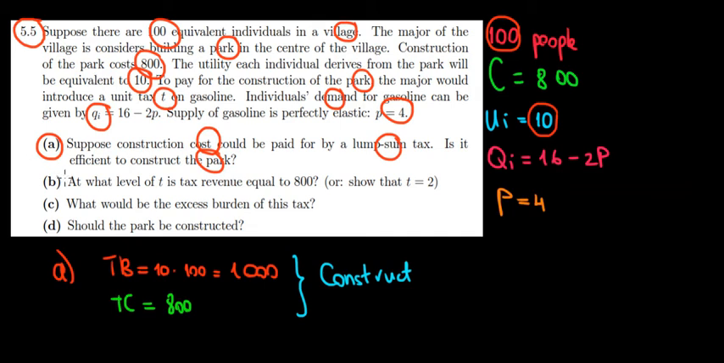Let's solve part B now. At what level of the tax is the tax revenue equal to 800 euros? Okay, so we have a unit tax on gasoline, right? We want the total tax revenue to be equal to 800 euros. How does that look?